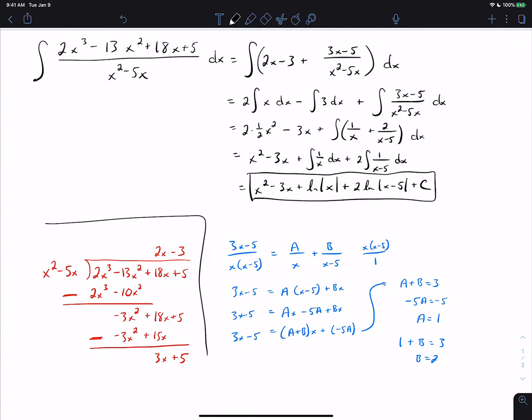Okay, we have one more video on partial fractions where we'll be talking about irreducible quadratics, but that's it for this video.